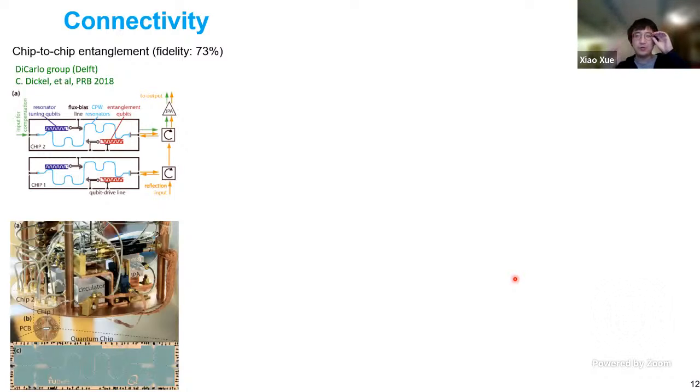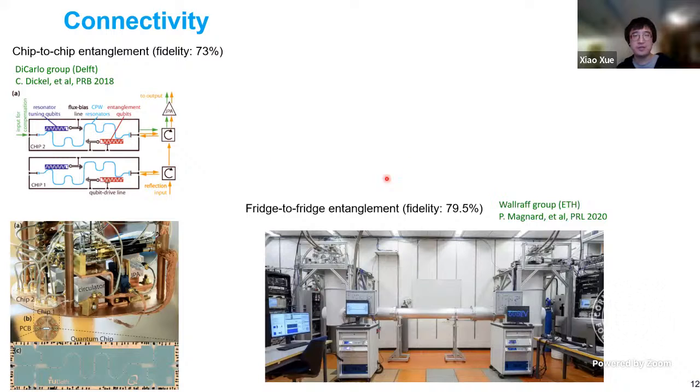Actually, I'm not really intending to bash superconducting qubits because they are doing a really great job. But still, the footprint, the form factor of the superconducting qubits is really the elephant in the room. And you see that our colleagues working on superconducting qubits are really smart. They are already making chip-to-chip entanglement to solve the problem. This is from the DiCarlo lab in Delft. And also, from last year or 2 years ago from the Wallraff group, it's a fridge-to-fridge entanglement, which is a really awesome experiment, but also freaked me out.